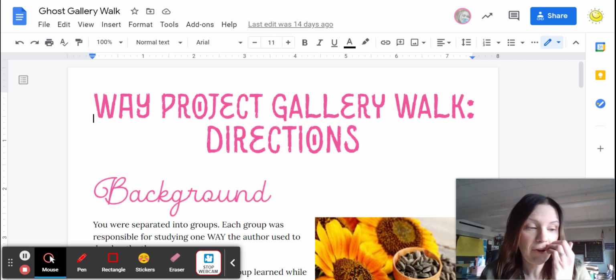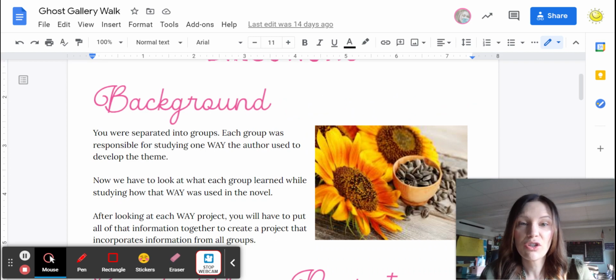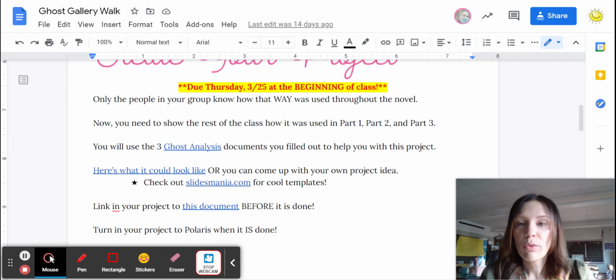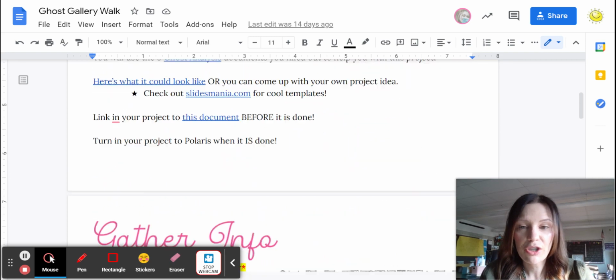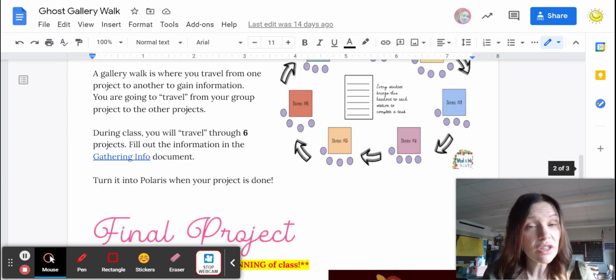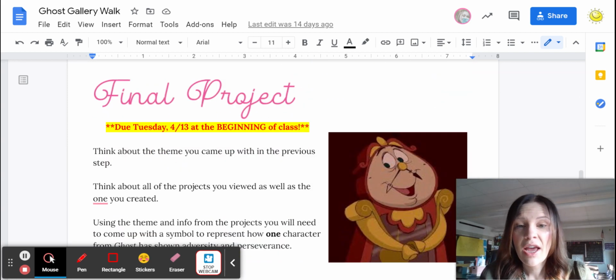So let's go ahead and look at our final Ghost project. You click on the same directions, the project gallery walk directions, same project. We just have done 2/3 of it so far. We have created our project, which was our gallery walk. We've looked at those gallery walk projects, and now it's time for your final project. So stay with me. Let's go.